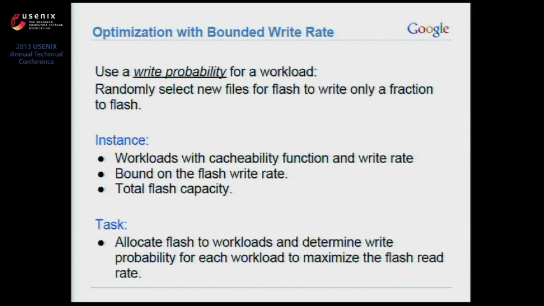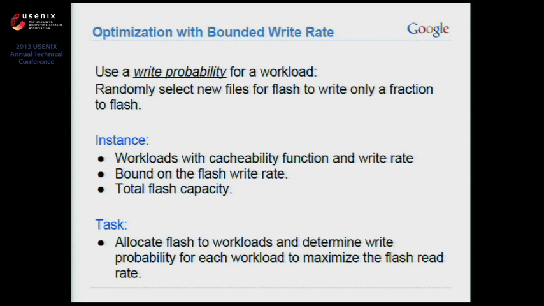This sometimes makes sense. One point is that it's reducing the write rate, but it also keeps the data which goes to flash for longer in the flash. And there are certain pipeline jobs which start reading their data after a certain amount of time. So there you would get more benefit by keeping it longer in there. It is an exception, but it does happen. So this write probability is a new optimization parameter. It randomly selects new files for flash, to write only a fraction to flash.